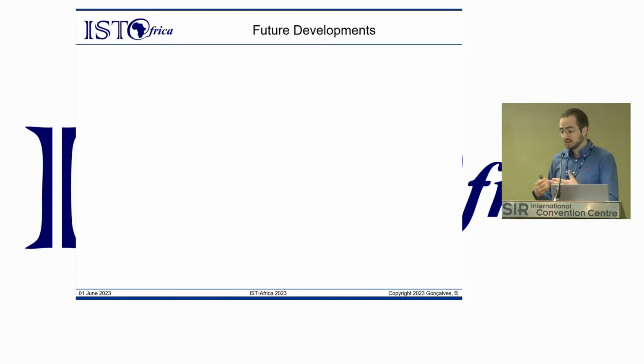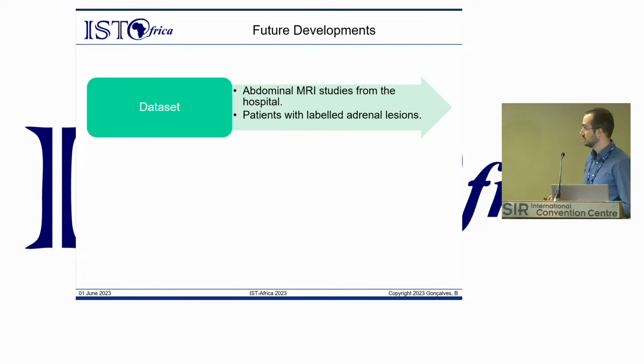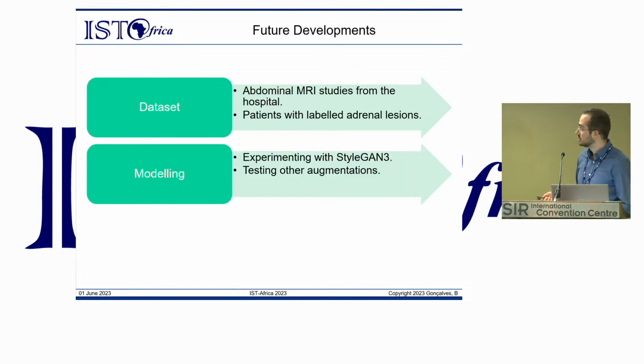So, which leads us to our future developments, separated in 3 areas. In terms of the data set, we now have access to another data set from a Portuguese hospital with all the ground truth data available. These patients have adrenal lesions, so it's a bigger and better data set.